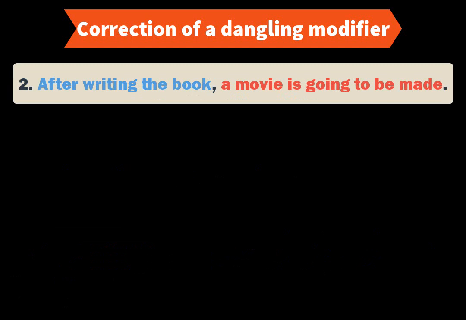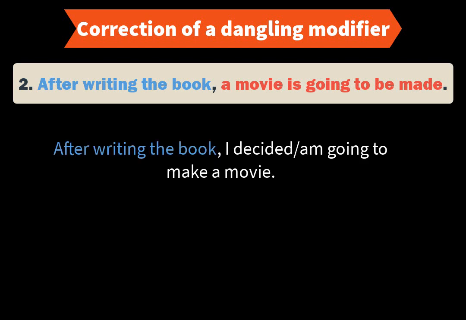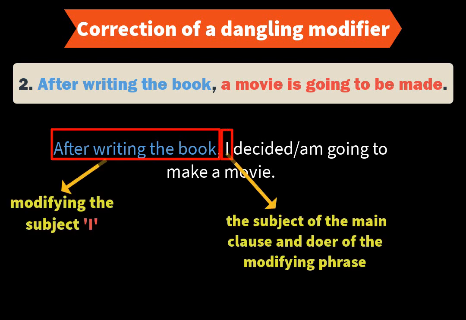Let's correct the second example. After writing the book, a movie is going to be made. All right. So again, we have two ways to correct it. The number one way is after writing the book, I decided to make a movie. All right. So I infused a word that this modifying phrase can modify. After writing the book, I decided to make a movie, or after writing the book, he decided to make a movie, she decided to make a movie, Ronnie decided to make a movie, anybody that you want to put in place of the subject, all right? The subject of the main clause.